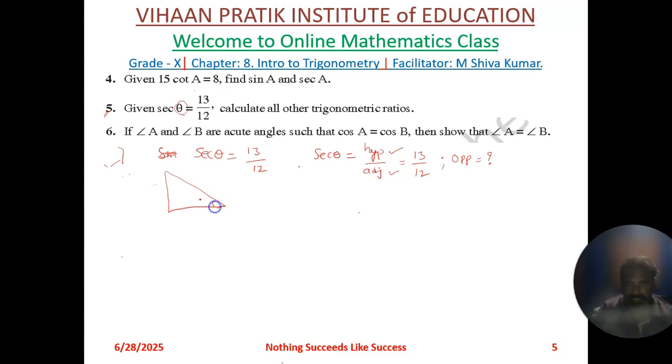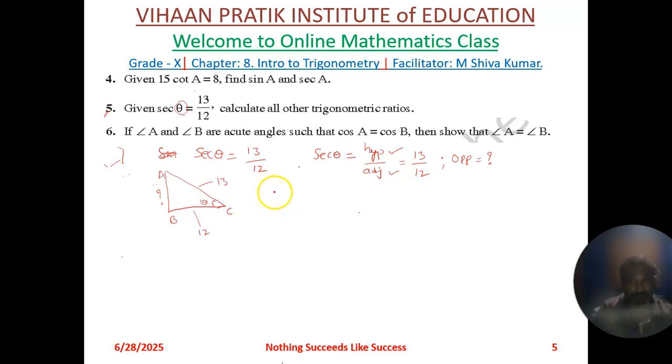Now this is reference angle theta. We will name it A, B and C. Now AC is hypotenuse, which is given as 13. BC is adjacent, which is given as 12. Now we need to find out AB, which is opposite.